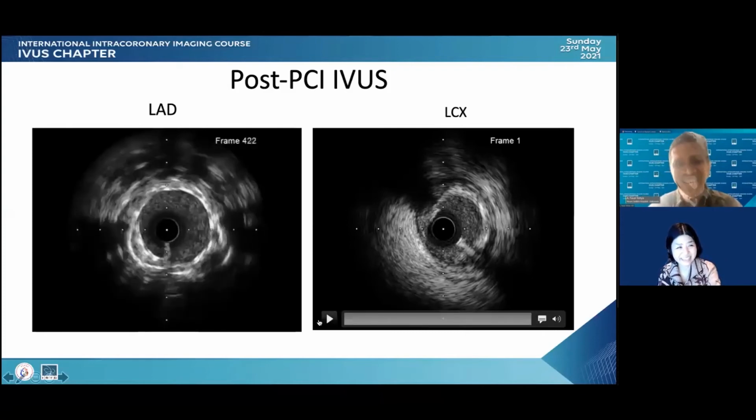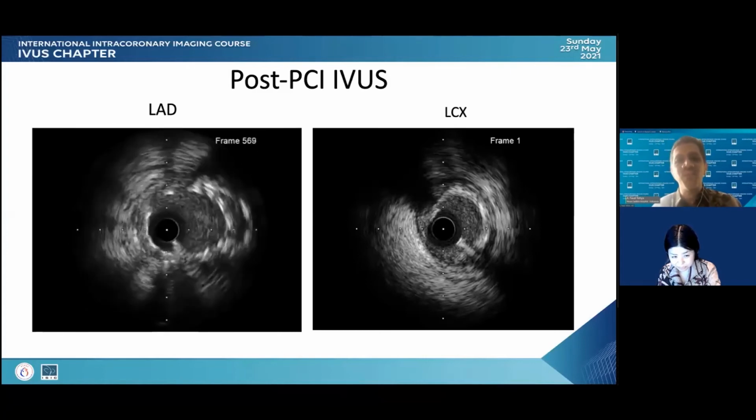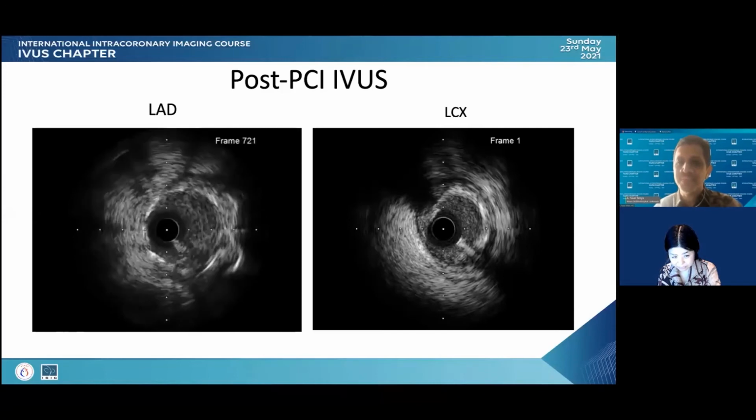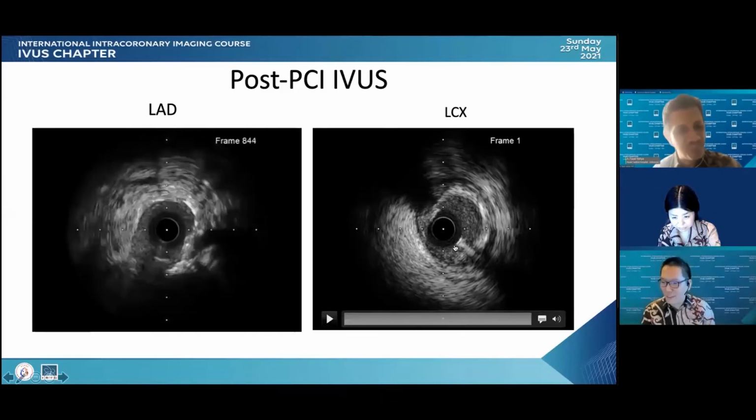Okay, let's see the circumflex run, right? Or any other opinion regarding the IVUS of the LED and left main? I think it's perfect. So we can see the circumflex.